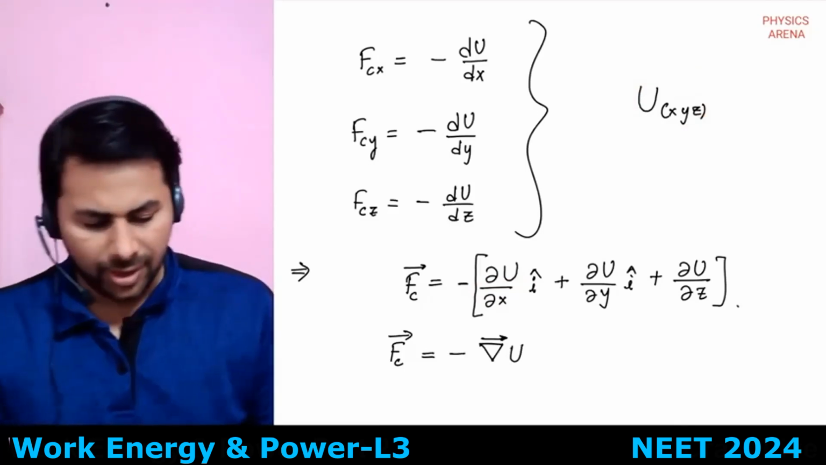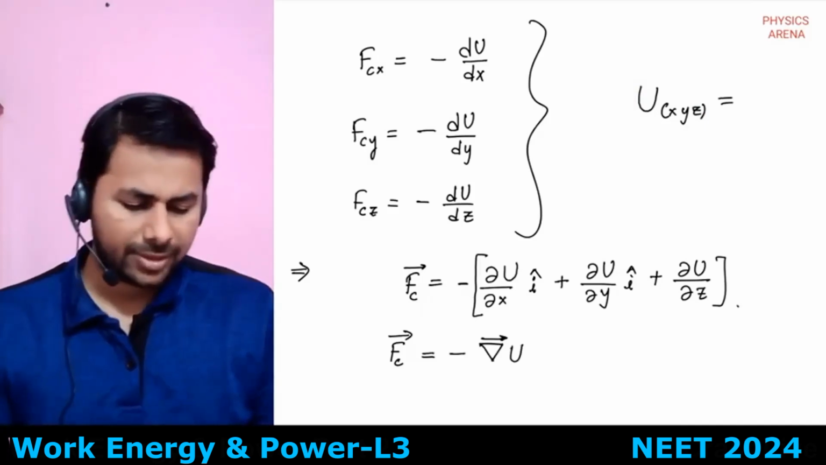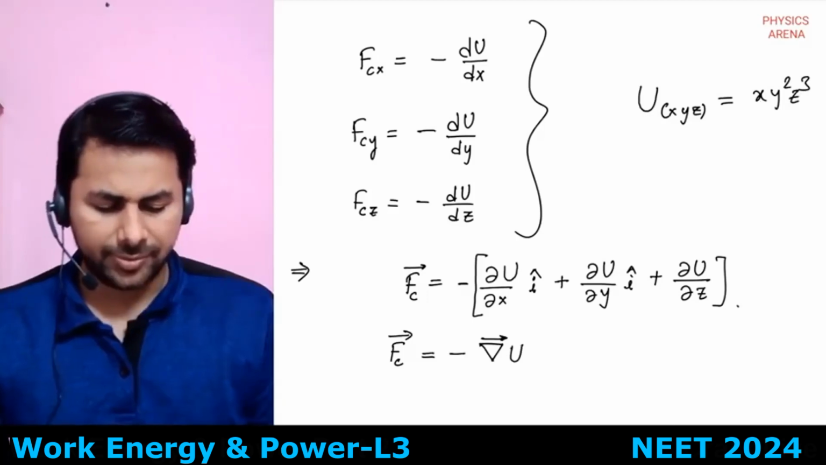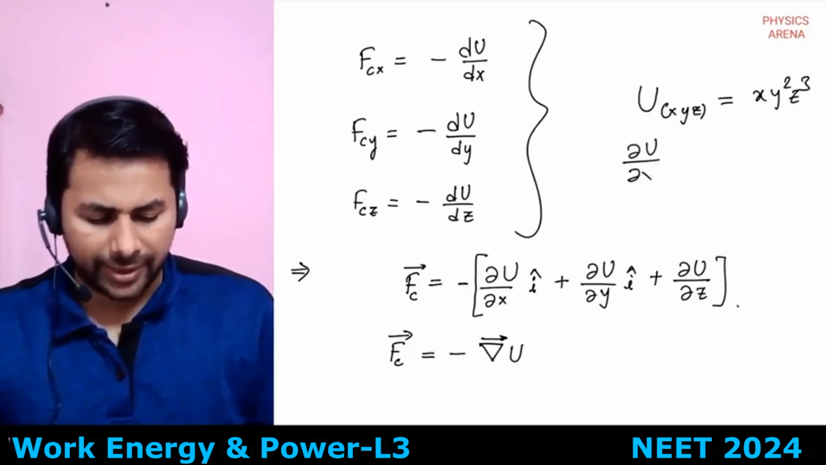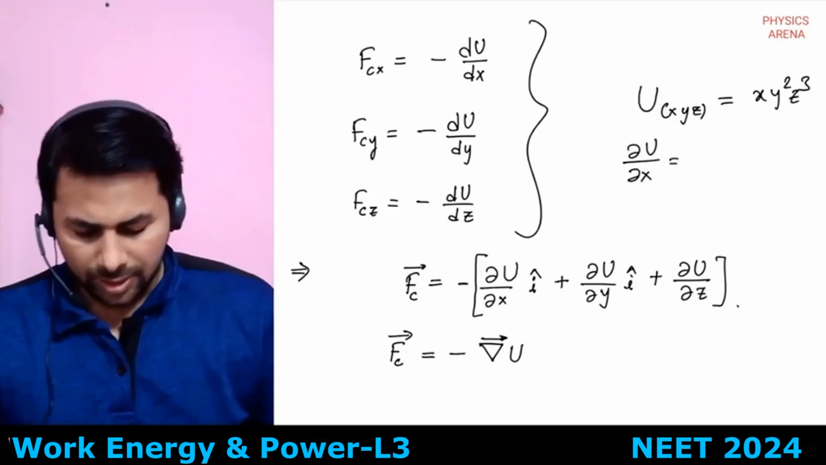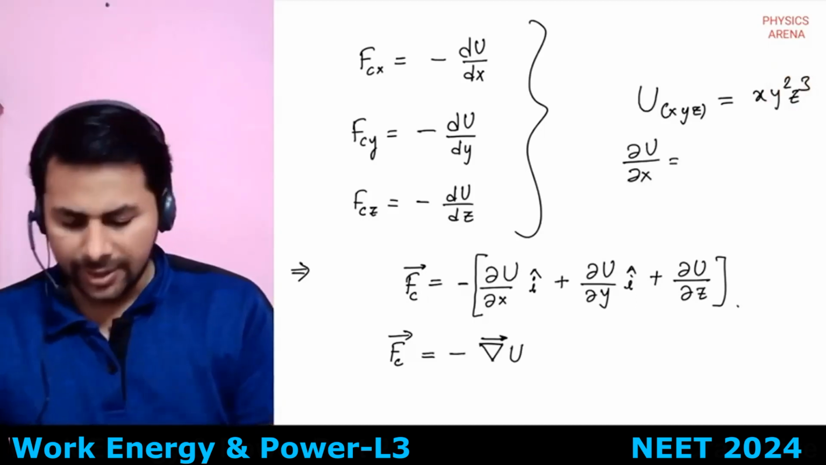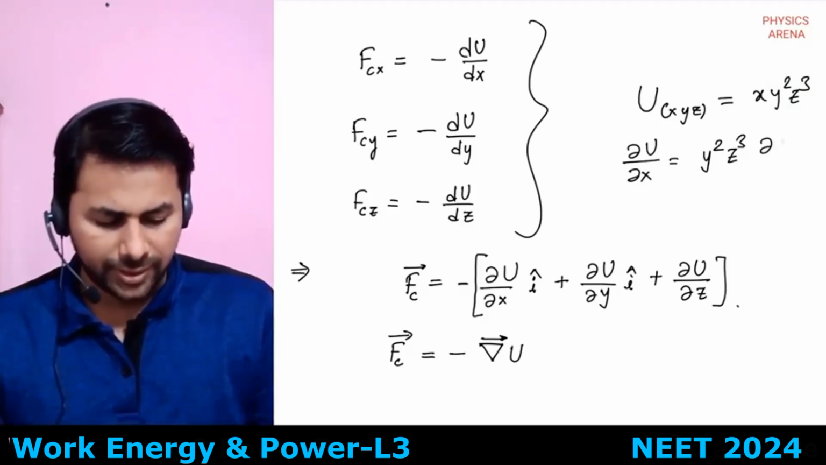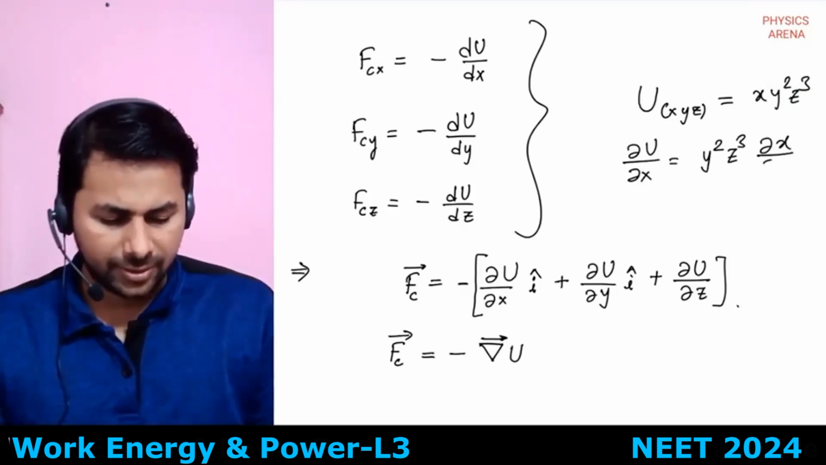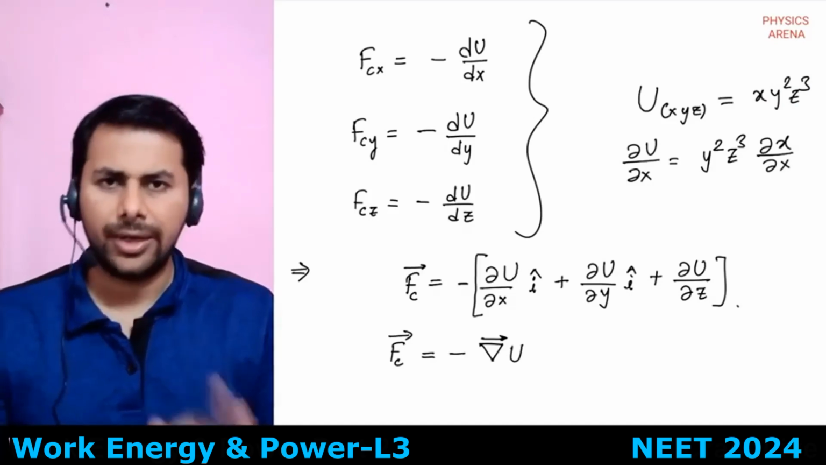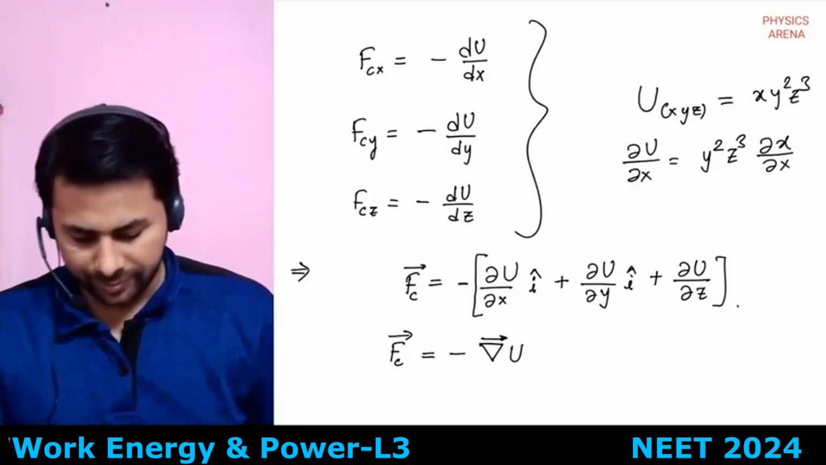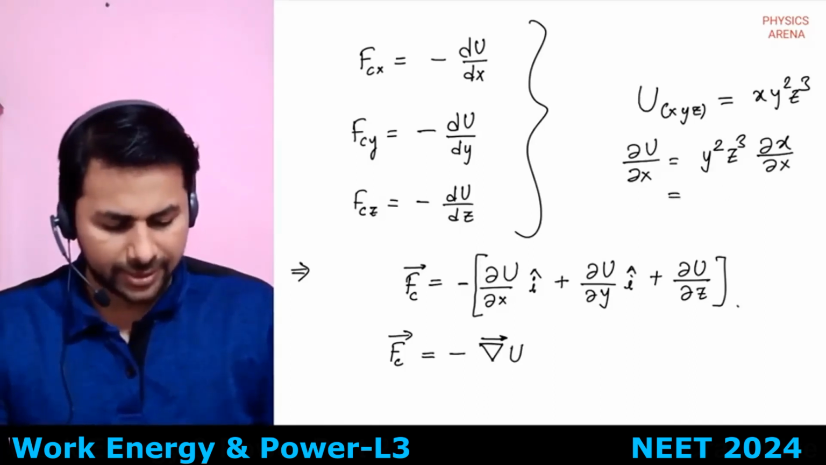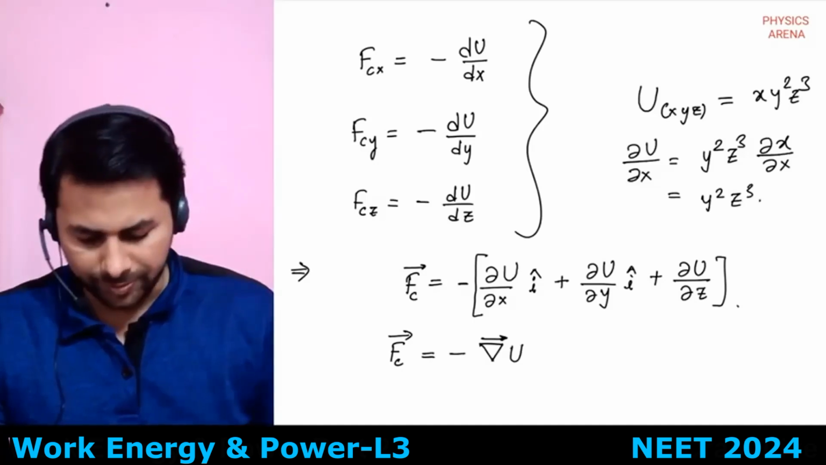For an example, suppose u of x, y, z is equal to x y squared z cubed, and I want to take the derivative with respect to x. What will I do? The y term and z term I will treat as constants, so it will be y squared z cubed. And what is left then? Only x, and the derivative of x with respect to x is just 1. So the partial derivative of this with respect to x will be y squared z cubed.